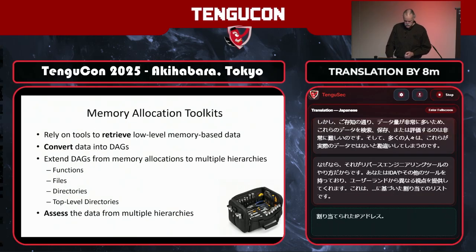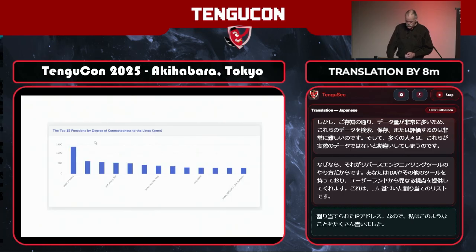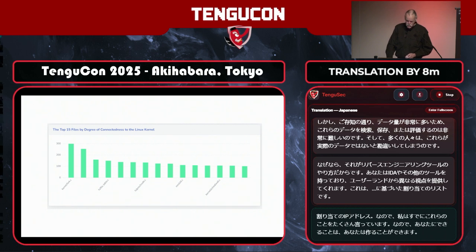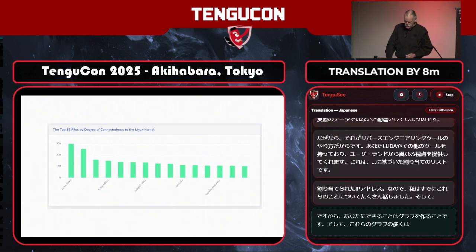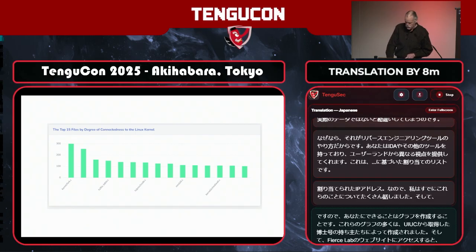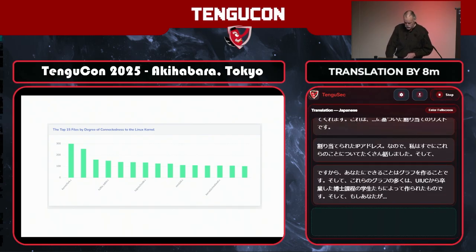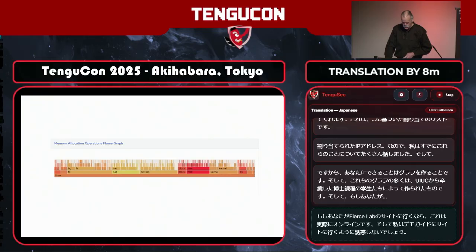So I just said a bunch of this already. And so what you can do is you can make graphs. A lot of these graphs came from the PhDs that were minted out of UIUC. And if you go to the Fierce Lab site, this is actually online. I won't tempt the demo gods to go to the site right now because I have the tool running in the background.